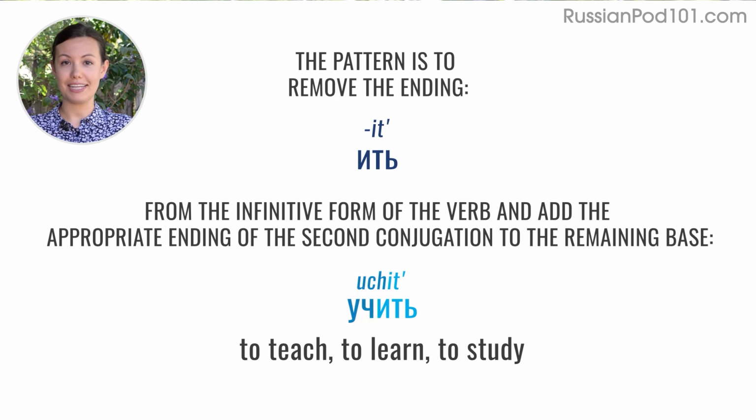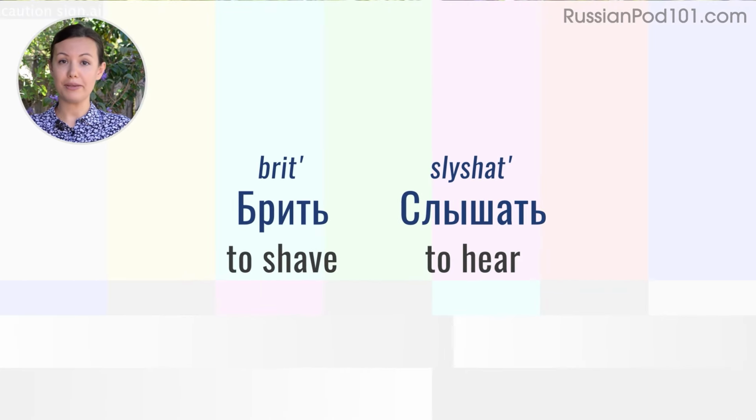Most verbs ending in ить are the second conjugation verbs. There are a few exceptions, such as the verbs брить, to shave, and слышать, to hear.